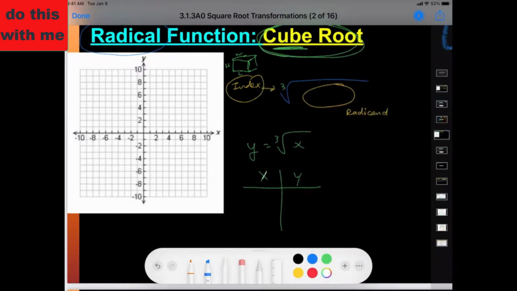If I put the value of x, let's just say I put in 0, and I put it in here, okay? Essentially that would be 3 identical numbers that multiply to be 0. Well, that would just be 0. Okay, so let's try it with a different one. Let's try -1.